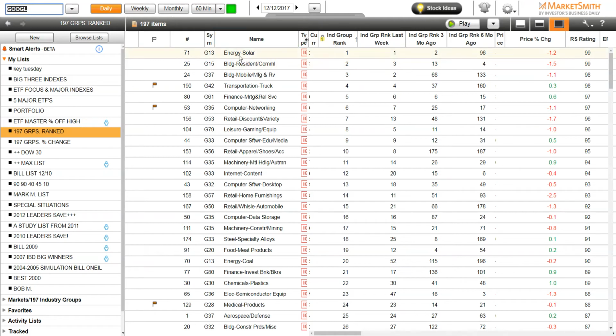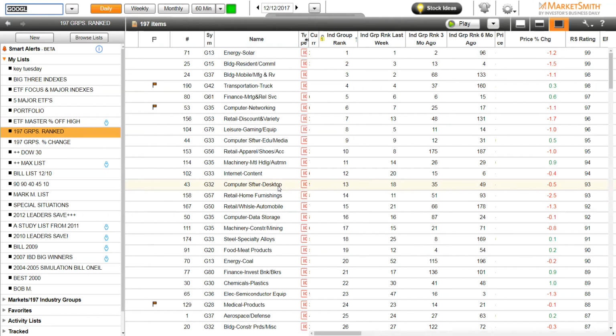So you can say, well, energy, solar, building, residential, commercial. That's the industry group rank this week. This is the industry group rank last week, 3 months ago, 6 months ago. I study this and share this with people at MissionWinners.com, and I point out what groups are strong, what groups are rising in rank, what groups are falling in rank. Like, look at this. This group went from 13 to 3 to 2. Energy solar's been in the top groups for a long time. You look for groups rising in rank, you look for groups falling in rank.